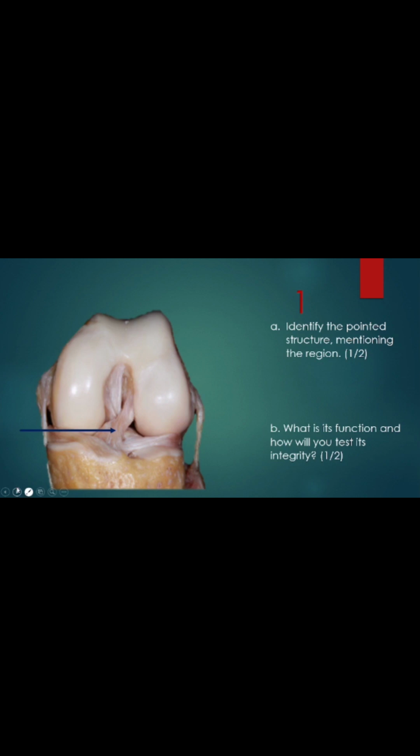So you are seeing the knee joint and you can see the femur here. These are the femoral condyles. This is the lateral condyle and this is the medial condyle. This is the tibia. Here you can see the fibula. And this is the anterior aspect in a flexed knee. So this region is the knee joint and the structure you are seeing is the anterior cruciate ligament.